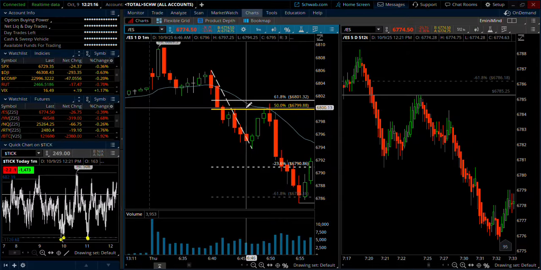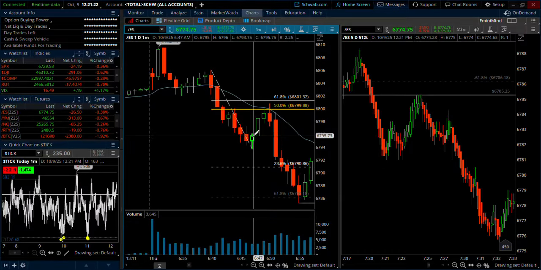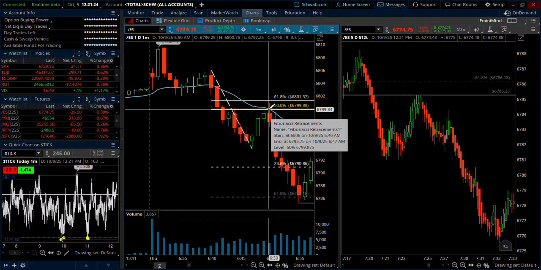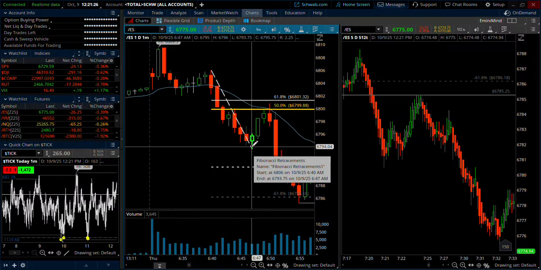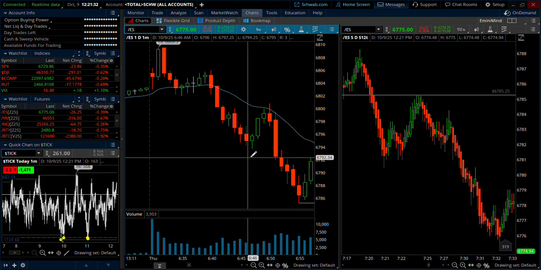And I was looking at this area for a short, but I felt like there was enough room to go from entry to that short point to make it worthwhile. Plus the candle was fairly small, 2.25 points. So I did take that one.